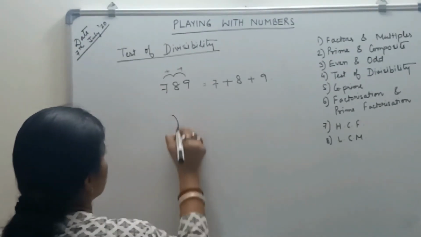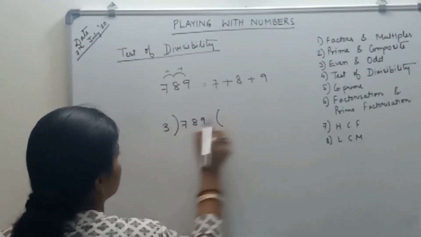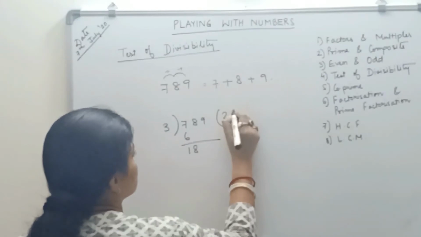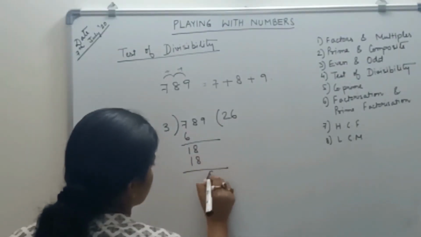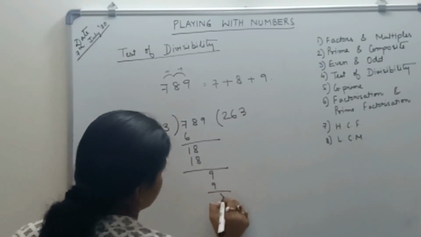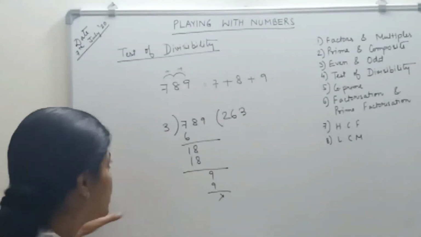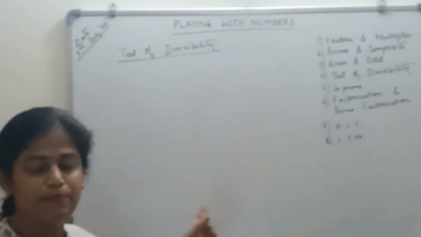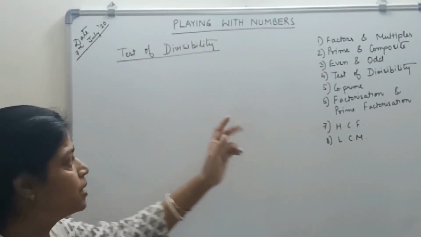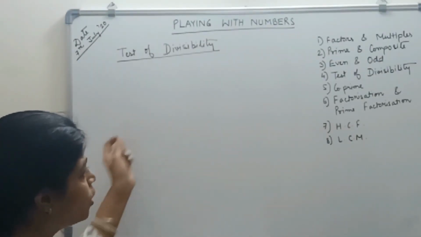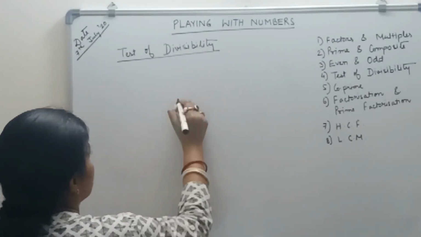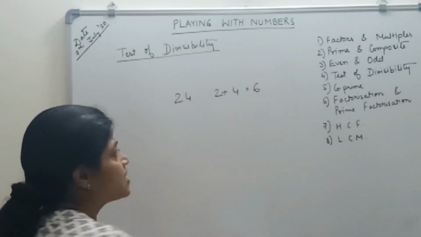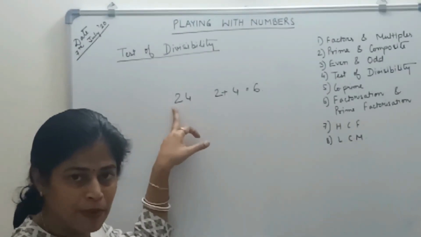How can we find out? See, 789 divided by 3: 3 7s are 21, 2, remainder... 3 2s are 6, remainder 18. 6 into 3 is 18. Coming 9, 3 3s are 9. So it's exactly divisible by 3. So whether a number is divisible by 3 or not, I can say by adding all the digits of the number. If that sum is divisible by 3, then the whole number will be divisible by 3. Suppose I take the number 24. 2 plus 4 is 6. 6 is divisible by 3, so 24 will be divisible by 3.